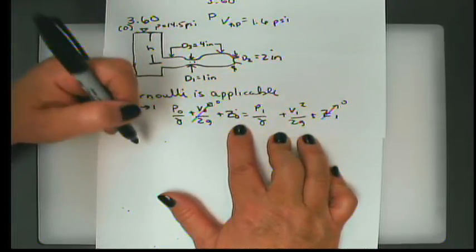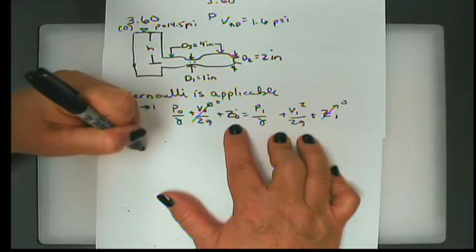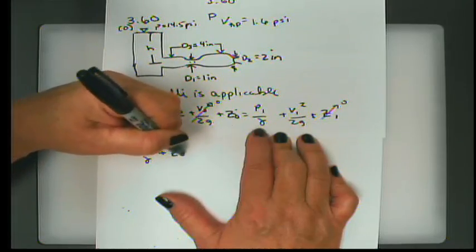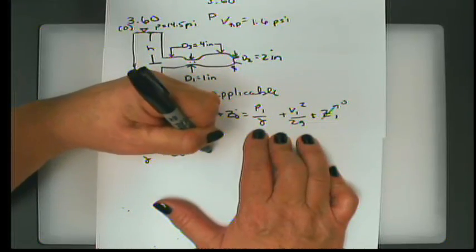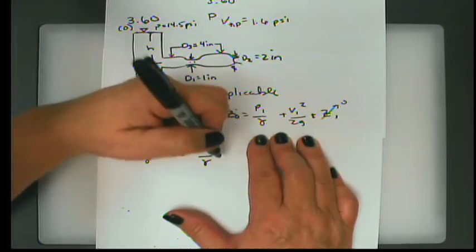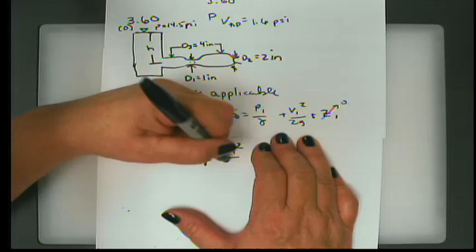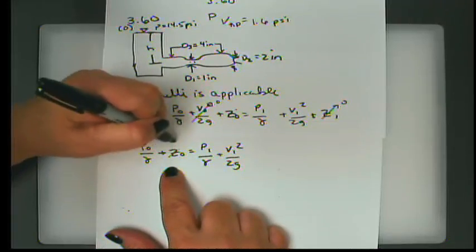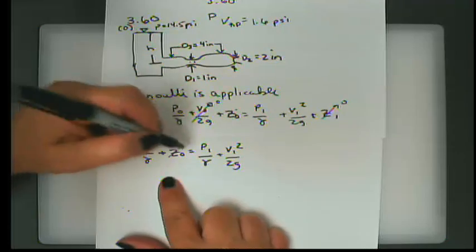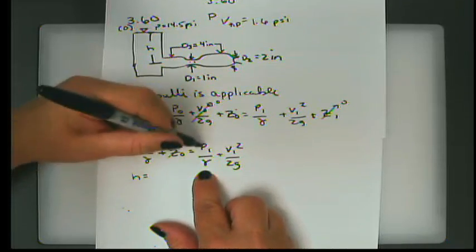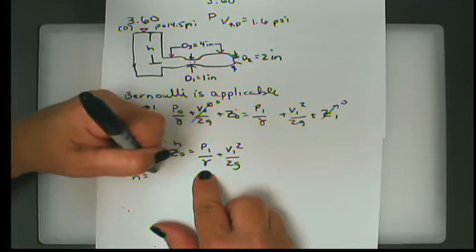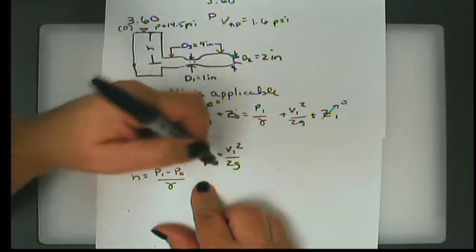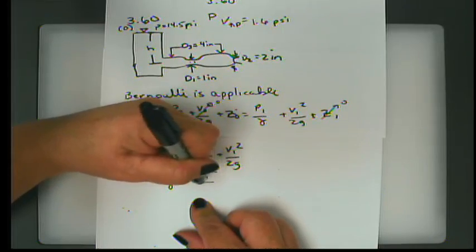Using my datum, we could say that this is equal to 0, and this is going to be equal to h. So if we rewrite this equation, we can say P0 over gamma plus Z0 equals P1 over gamma plus V1 squared over 2g. Let's go ahead and just solve this for h. h then is going to be P1 over gamma minus P0 over gamma, so we have a common denominator, plus this term.